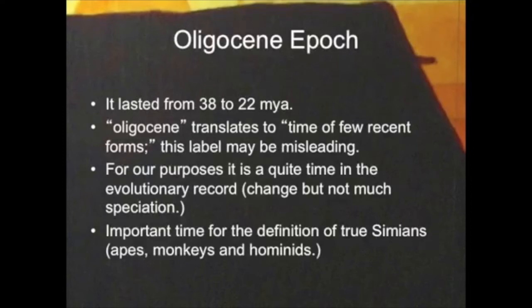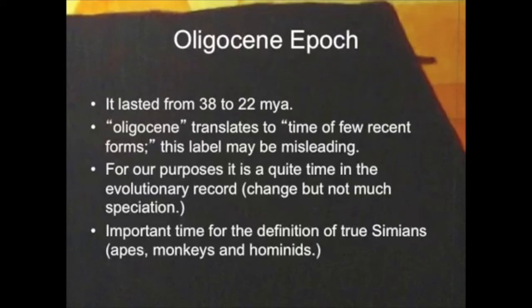Geologists have dated the deposits associated with the Oligocene to between 38 and 22 million years ago. The term Oligocene translates roughly to a time of few recent forms. It was a time when there were very few modern or living animal forms that we see today. For our purposes here, we consider these Oligocene deposits and the limited forms that appear in them to be part of a very quiet time in the evolutionary record.